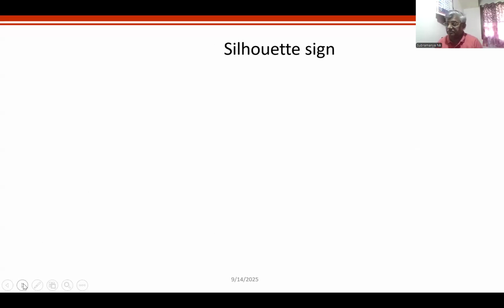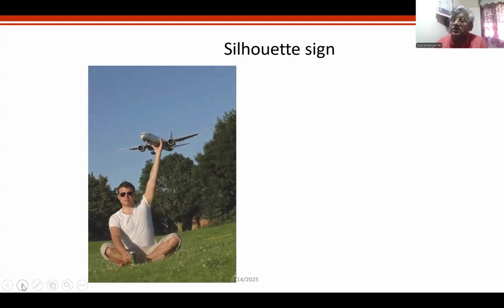Now I'll come to the next concept called the silhouette sign. Now this appears as though this man is holding the aeroplane, and this is what I meant by silhouette sign. And look at the silhouette sign here. What it means is that even though it appears like this man is holding the aeroplane, you know that he is not holding the aeroplane. That impression is because you can easily make out that the man's hand and the aeroplane are not in the same plane.